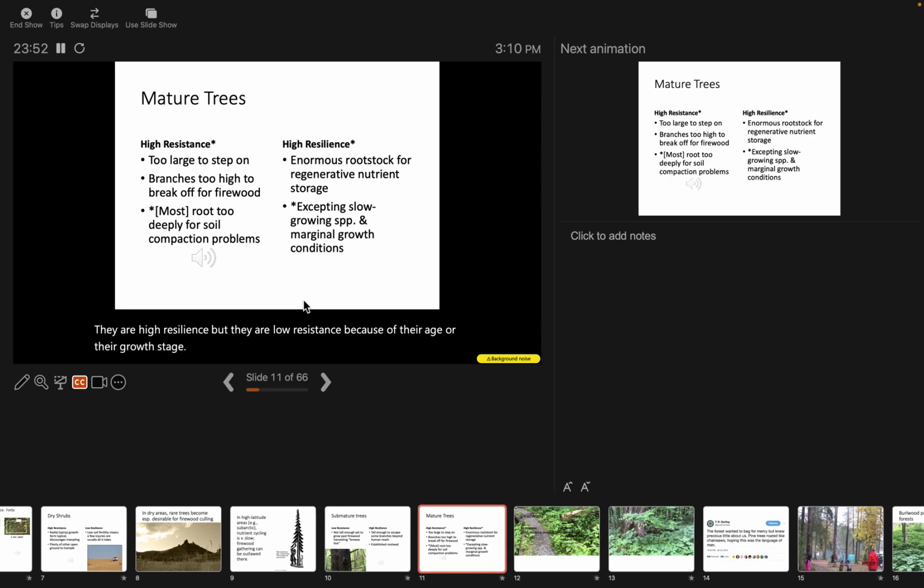And then mature trees, kind of the opposite. So a mature tree, on our impact versus trampling pressure and/or time axis, a mature tree looks like this. It's kind of the inverse of a bryophyte. Doesn't matter, doesn't matter, doesn't care. They're pretty resistant to most impacts.